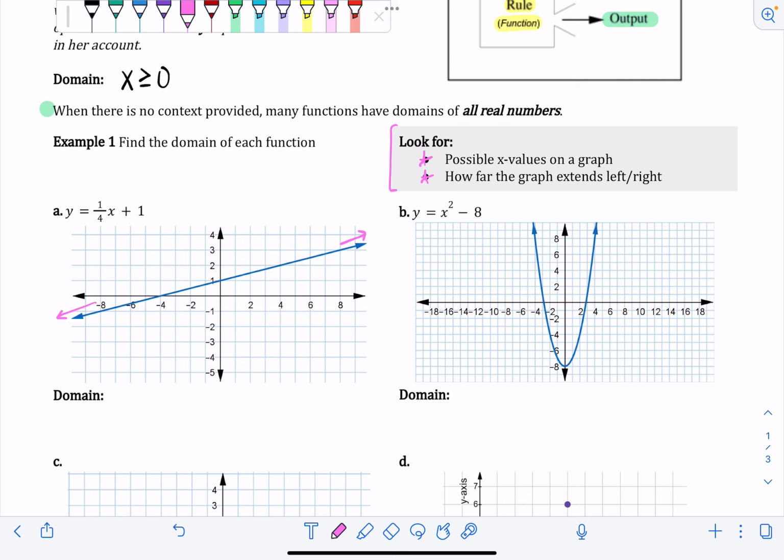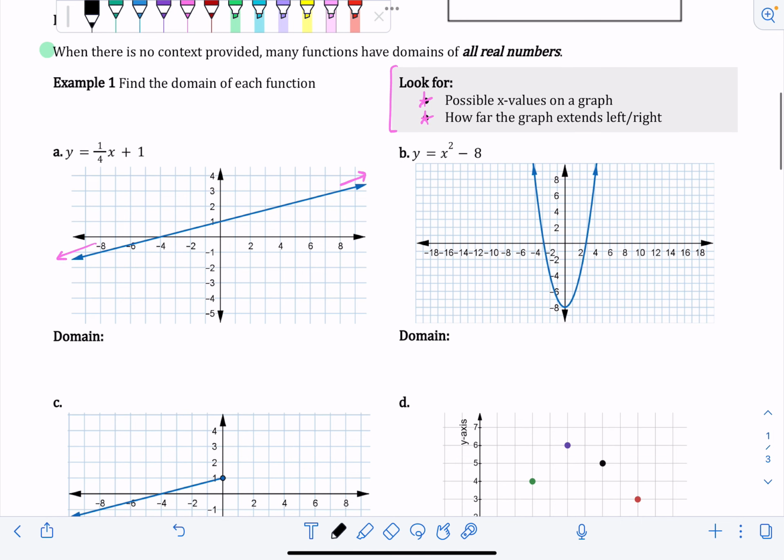How far it extends left or right is how many x values it covers, because if I keep going to the right, this would be 9, 10, 11, 12 on the x-axis. So it's covering all of the possible x values. So we would write the domain is all real numbers.